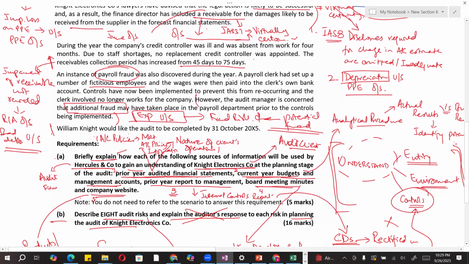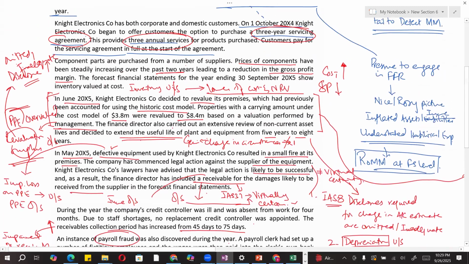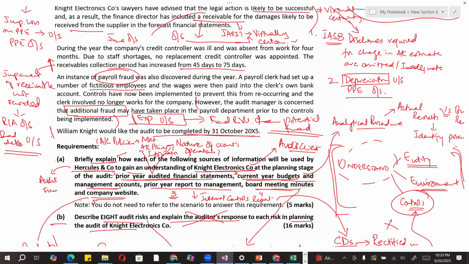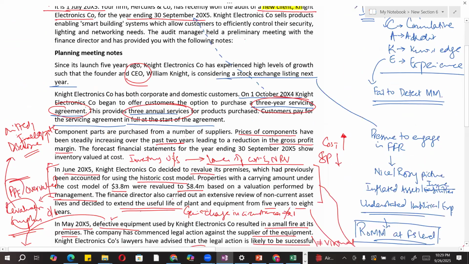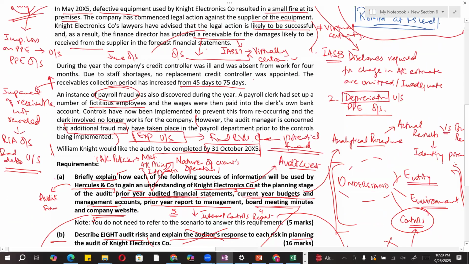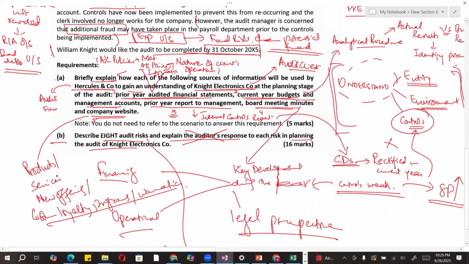Lastly, the last line is William Knight would like the audit to be completed by 31st October 2x5, that is just within a month. Who is William Knight, by the way? Probably the CEO. Yes, we were told in the beginning of the scenario. The CEO wants the audit to be completed by 31st October 2x5. Year end is 30th September 2x5. So financial statements are generally finalized after the year end. That would take some time, and then the auditor would perform the audit. So this line has two implications.